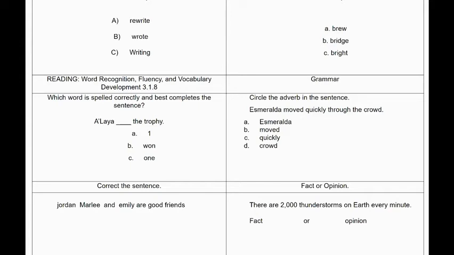In box number 2, we need to say which word comes first in alphabetical order. So if we were to look in a dictionary, which word would come first? In box number 3, we have 3 different ways to spell one, and we need to figure out which one fits in the sentence. For box number 4, we must circle the adverb in the sentence.